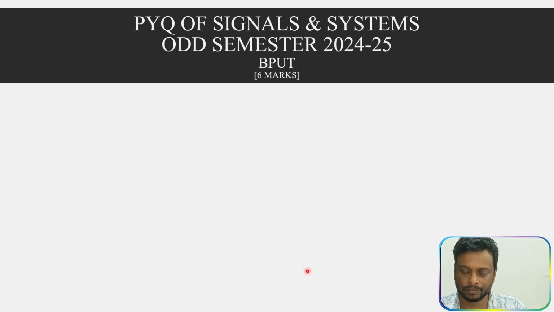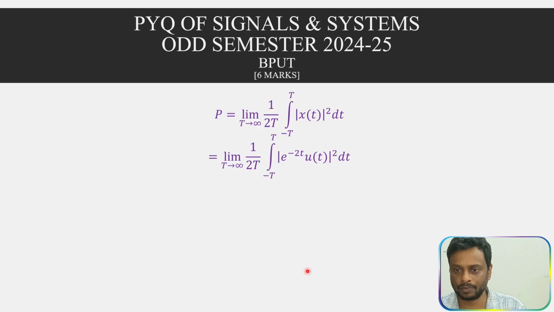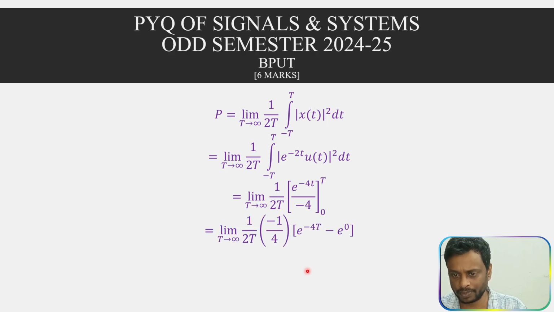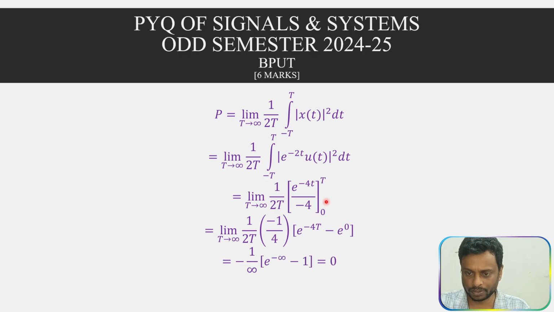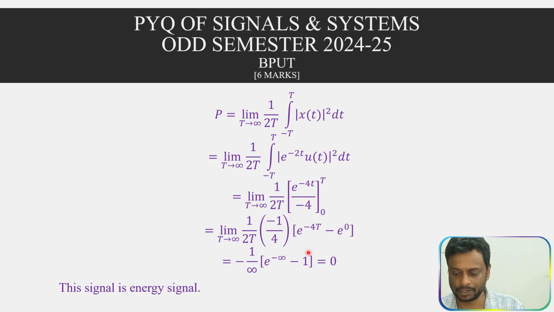Next is the power. This is the power formula, with limits 0 to t, and again the same thing is there. Just put in the formula, it will be 0 minus 1. So we get the value 0, because t equals infinity. So the power is equal to 0 and we have the energy, so this is an energy signal.